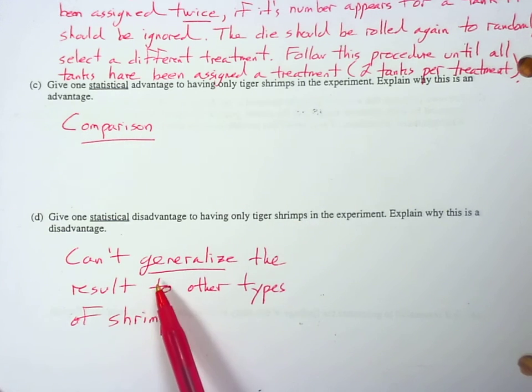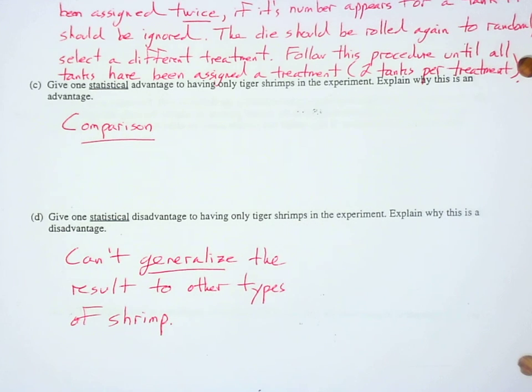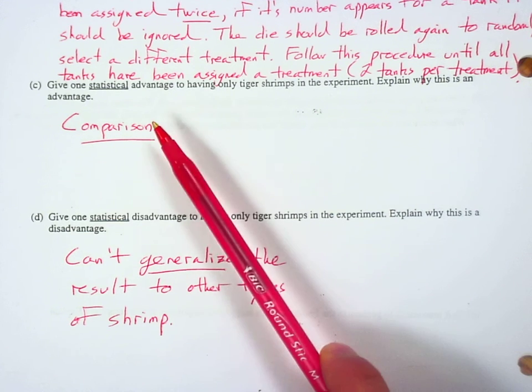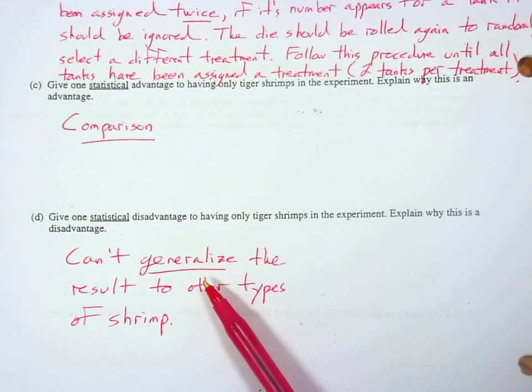I can't generalize the result to other types of shrimp because of the way those shrimp are, even genetically, they are different from tiger shrimp. They may not react to these treatments in the same way. Although I gain better comparison, I lose the ability to generalize. And that's the trade-off that you're being asked to write about when you consider parts C and D.